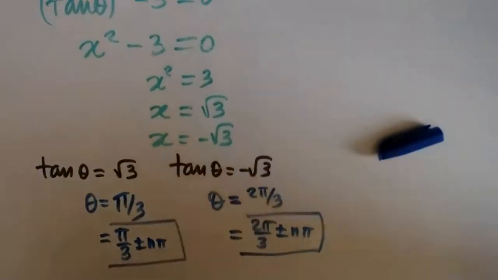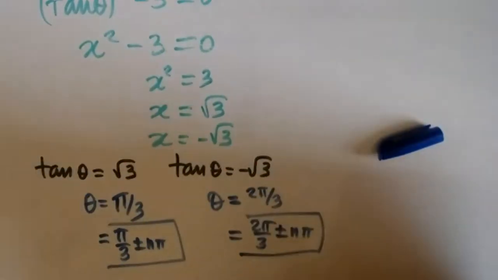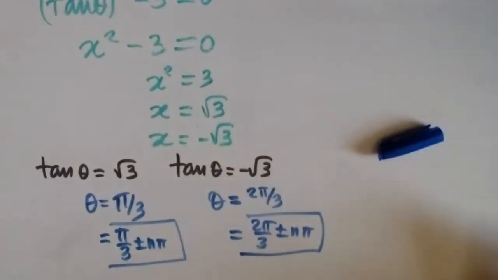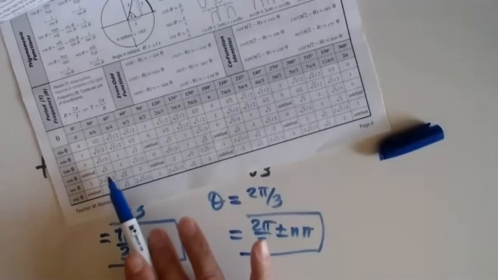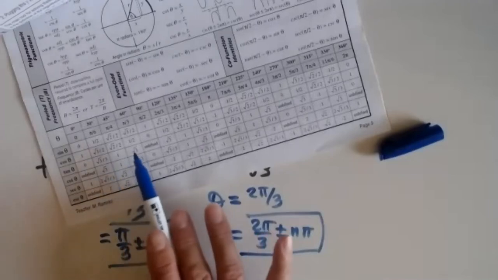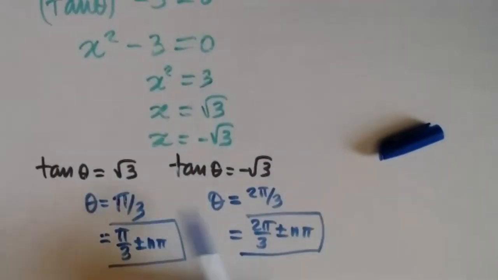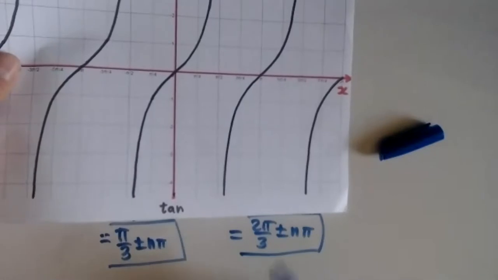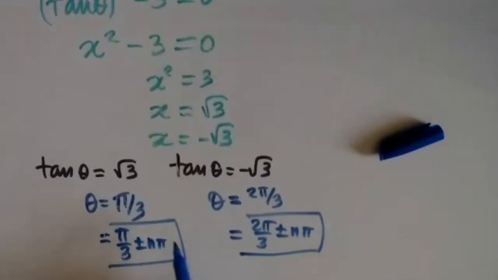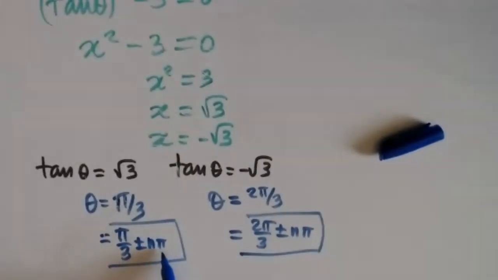And I look in my table, in my unit circle table, for what values of the angle tangent is square root of 3. It's right here. So it's pi over 3 and 2 pi over 3. Then I know that the tangent repeats every pi back and forth. So I just put plus minus n pi, 1 pi, 2 pi, 3 pi, 4 pi, and so on for these two angles. And that's my solution.